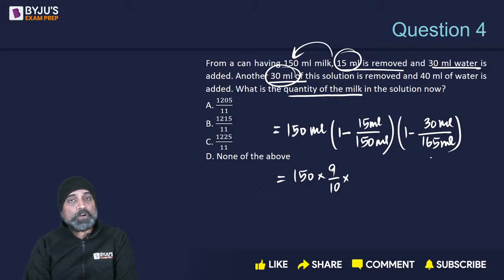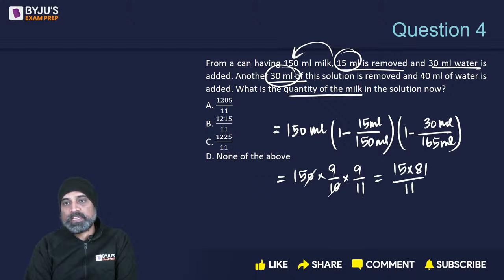Now 30 upon 165, they both are divisible by 15. So this becomes 2 by 11. So this becomes 1 minus 2 by 11, which is 9 by 11. Right? So the 10 goes away. So we will have 15 into 9 by 11, that is 81 upon 11.